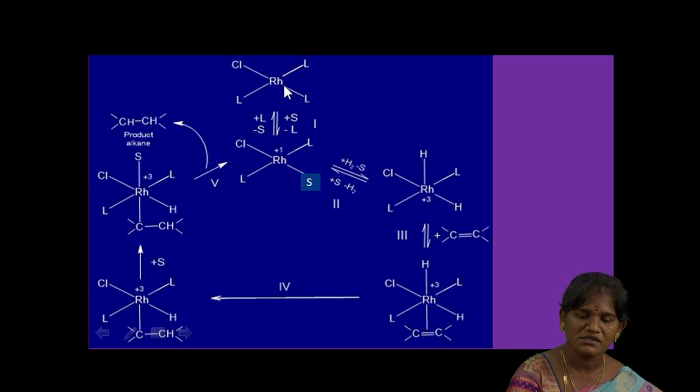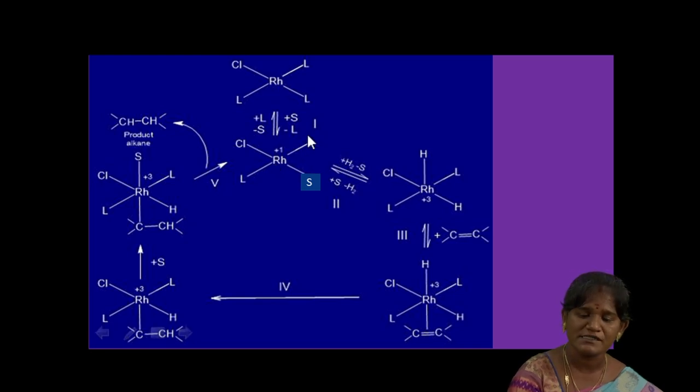So this is rhodium. There are 3 triphenyl phosphine ligands and 1 chlorine. Here the oxidation state of rhodium is +1. There are 3 neutral ligands, since triphenyl phosphine is a neutral ligand, and chlorine is a negative univalent ion, so the charge of chlorine is -1. Obviously, the oxidation state of this rhodium is +1.